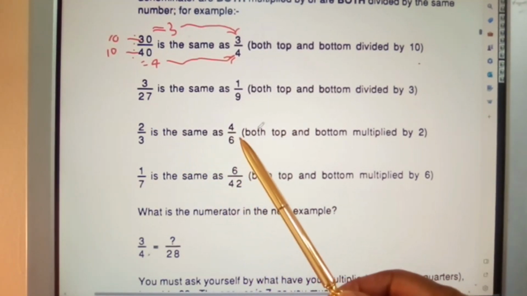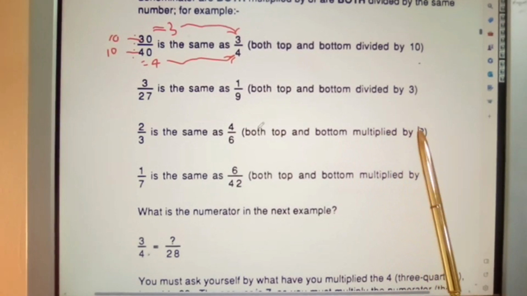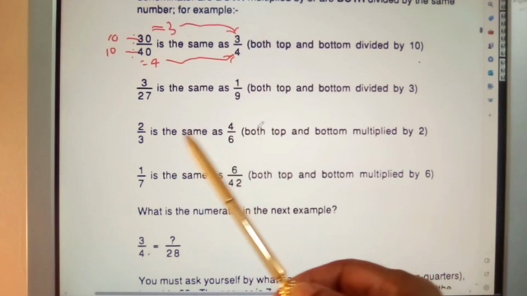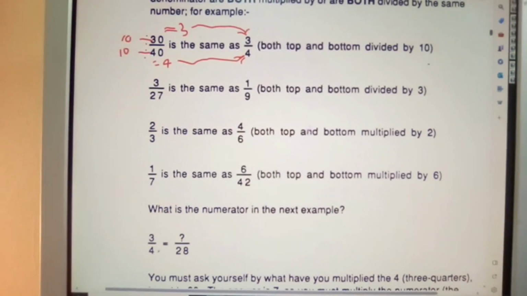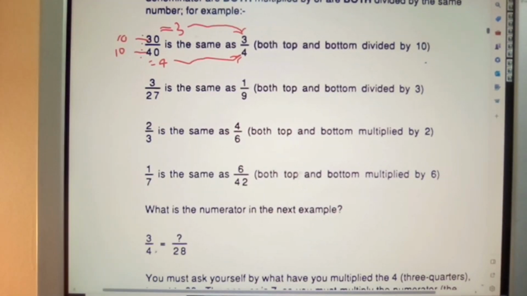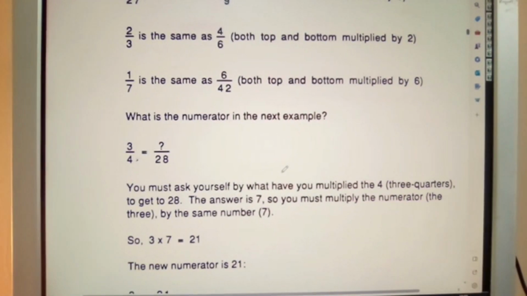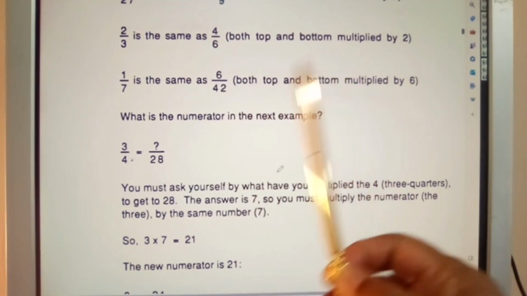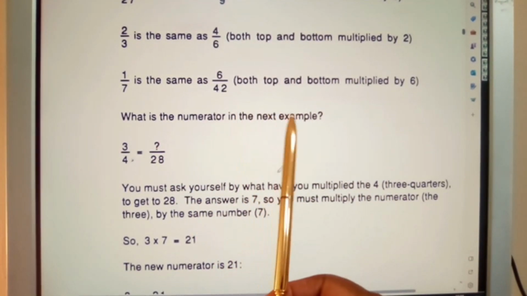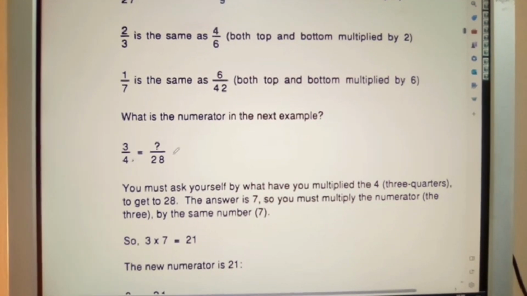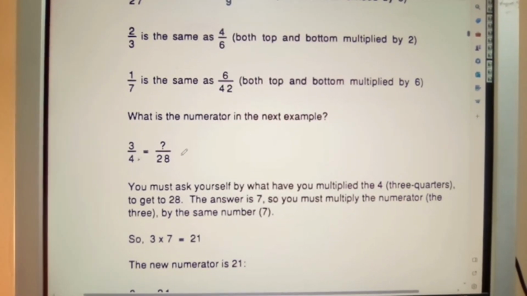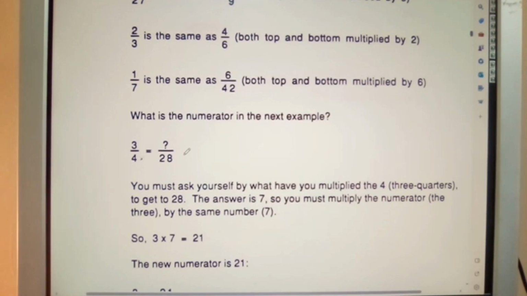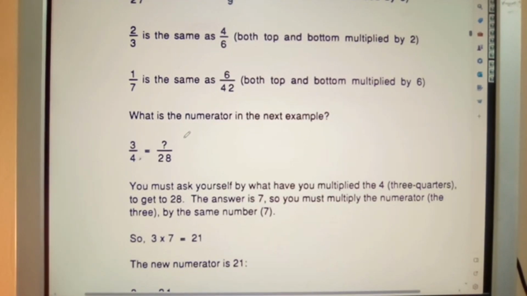Here we have both top and bottom multiplied by 2 to increase the value, which will give us an equivalent fraction. And here we have a similar thing being done, both top and bottom multiplied by 6. What is the numerator in the next example?